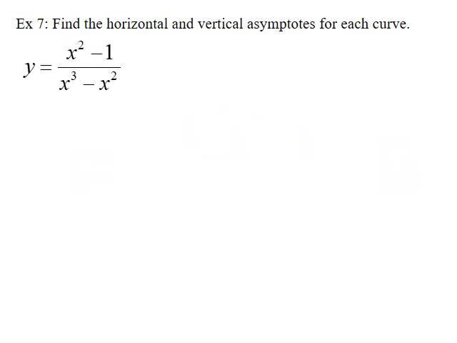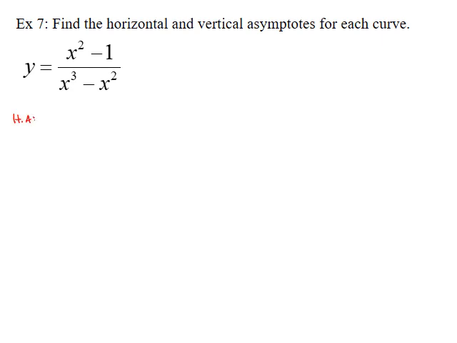All right, so I haven't showed you one where it actually simplifies, and also I'm going to show you a different infinite limit we haven't seen yet. So once again, can you find the horizontal and vertical asymptotes for each curve? What if we have y equals x squared minus 1 over x cubed minus x squared?